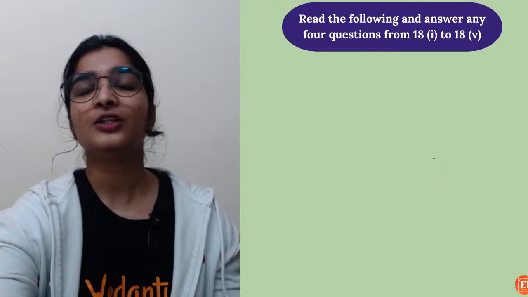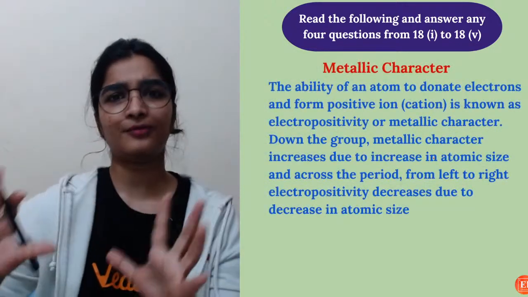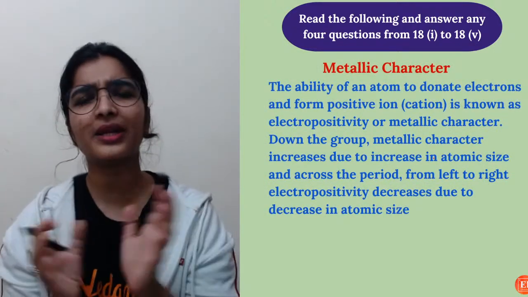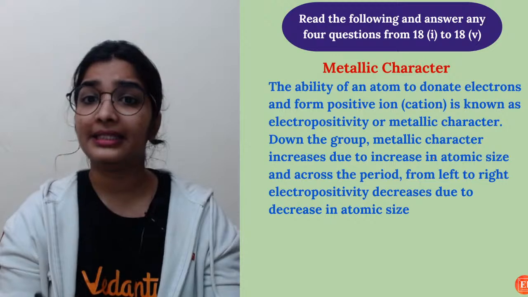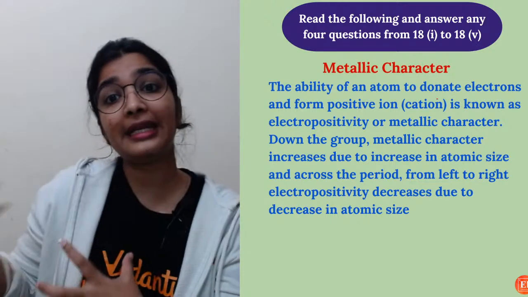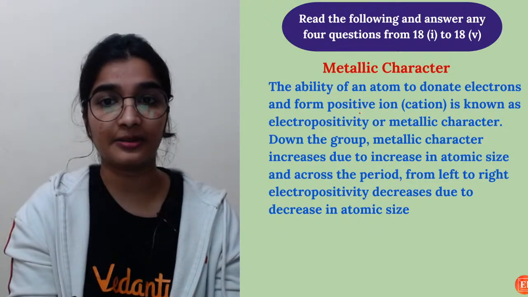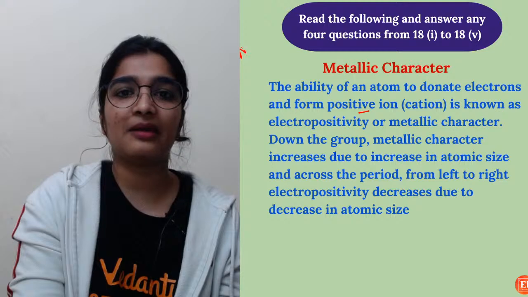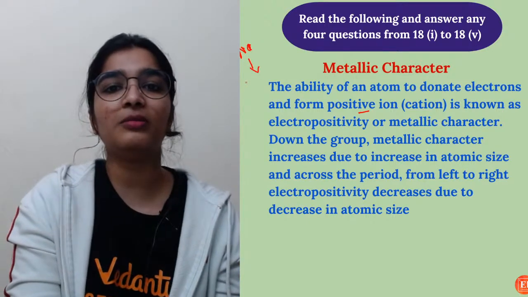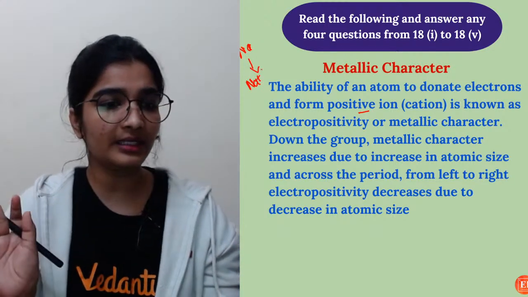Okay. So first you need to read the following. Metallic character. What exactly is metallic character? The ability of an atom to donate electrons and form a positive ion. Right? That is, Na will give an electron and will form Na+. है ना? You agree?